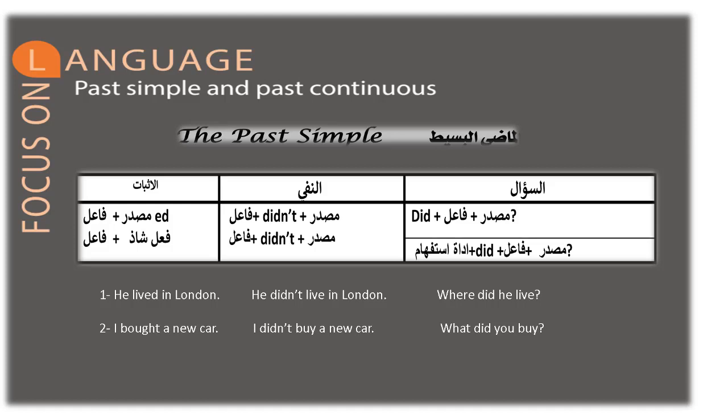Number two, I bought a new car. طبعا أنا اشتريت سيارة جديدة. I didn't buy a new car. هنا رجع الفعل الشكل الأصلي هو buy not bought. And the last one, what did you buy? ماذا اشتريت? What did you buy? Not what did you bought. اشتريت buy وليس كلمة bought. Okay.